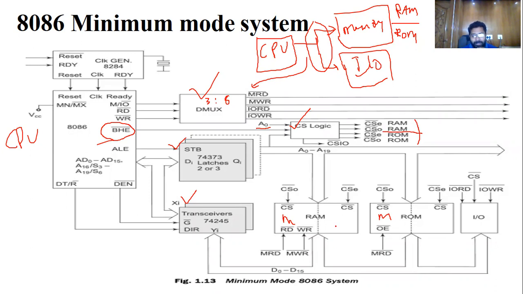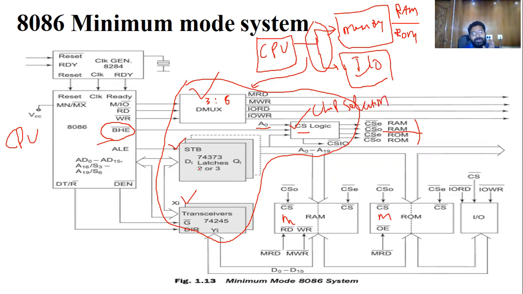Okay, this is the RAM memory. This is the ROM memory. This is the input output device. Very simple. So for connecting the CPU, memory and input output devices, this type of devices are required. DMUXs. Okay, CS means chip selection. Remember, CS means chip selection logic. And you know that there are transceivers and latches.